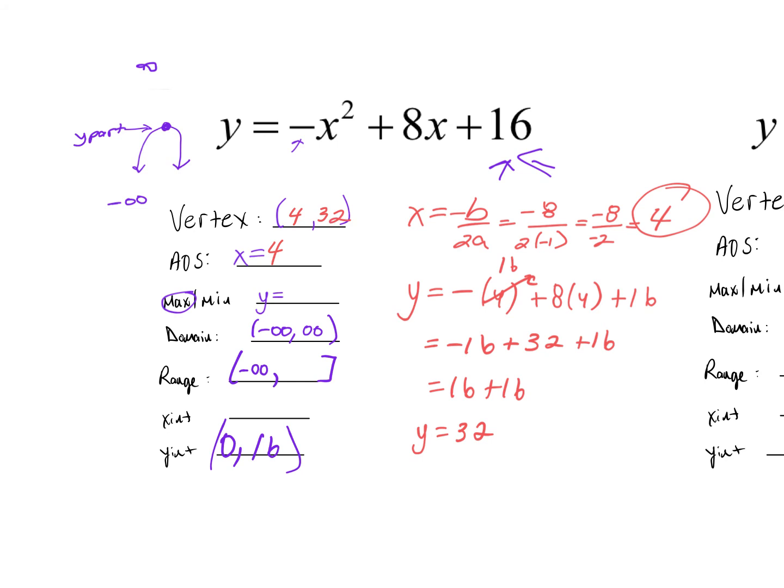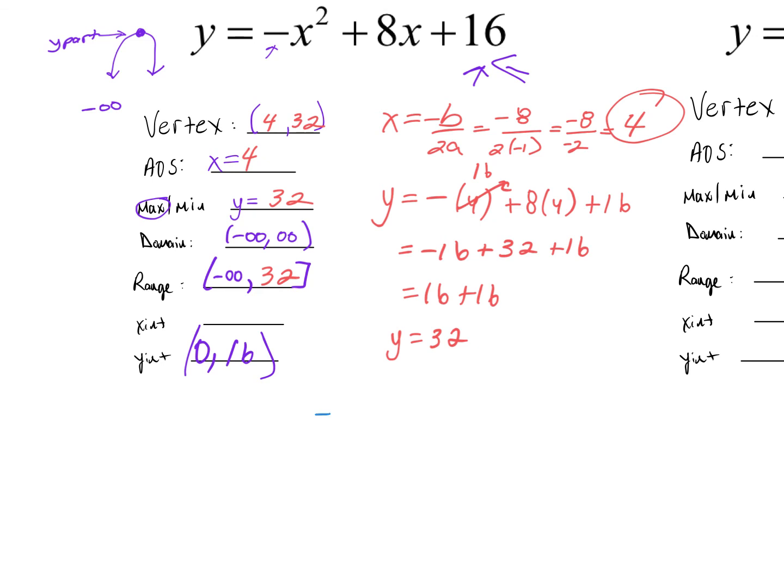Where is the maximum or minimum value? 32. At y equals 32. What is the top part of my range, the highest that this parabola goes? 32. We used one tiny little formula and we have everything filled out except for the last thing. How do you find x-intercepts? You plug in 0 for y.